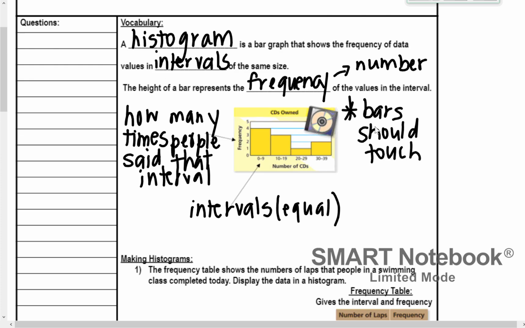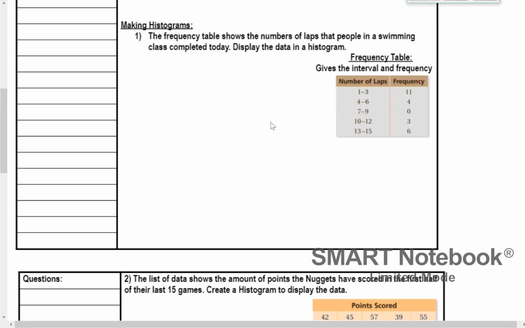So we have to first start off by making that L shape. So we have a Y and an X axis, kind of like a graph, so that we can put our intervals and then our frequency going up the side. So we're going to start off by just sketching a little L shape. Okay, it doesn't have to be perfect. We do have to label it. So this going up the side is going to be our frequency.